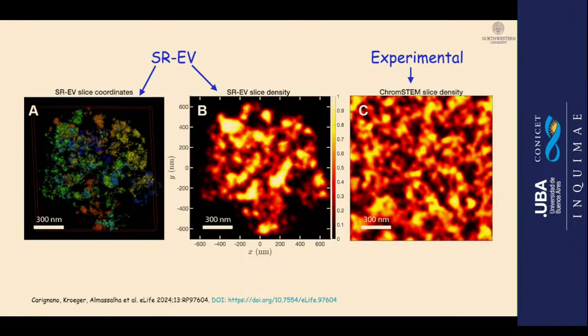The SR excluded volume model is for a single chromosome, while the experiment corresponds to the whole nucleus. There is a very good agreement between the theory and the experimental ChromSTEM. This and this is the same thing.